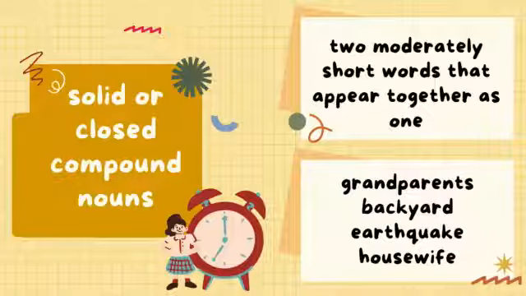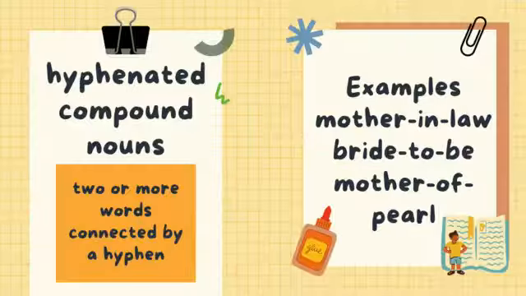We have grandparents, backyard, earthquake, housewife. So these are a few of the examples of solid or closed compound nouns. Okay? So there's no space in between two short words that appear together.